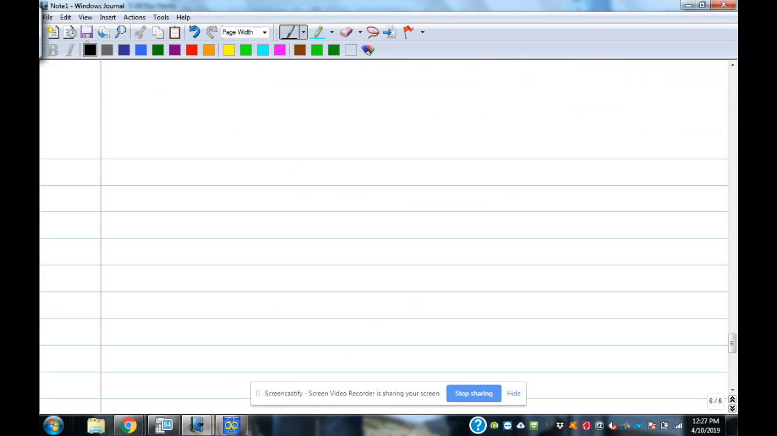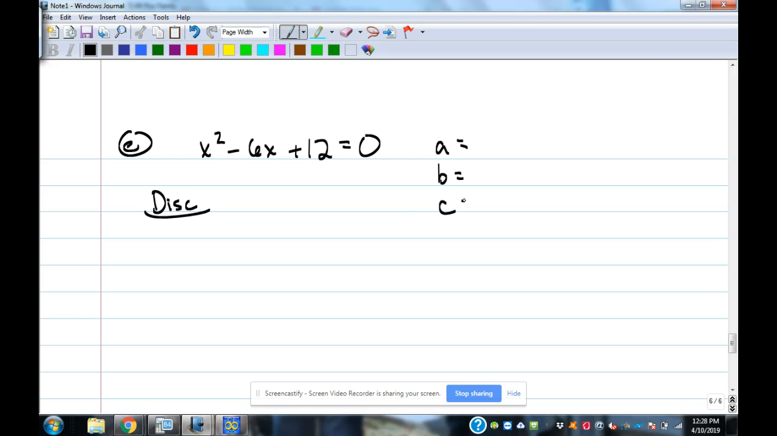Okay, let's do one more problem. x squared minus 6x plus 12 is equal to 0. All right, so it's equal to 0. I don't have to do anything to make this work. So all I'm going to do is the discriminant. And I got to know what A, B, and C are. What's A? 1. B is -6. And then C would be 12. Be careful on the signs. Don't drop that minus sign that's in front of anything. It will give you a completely different answer.